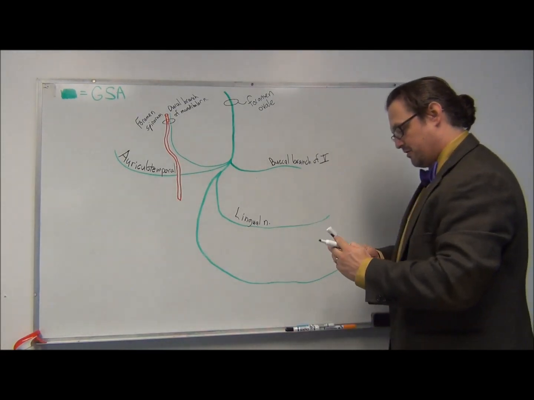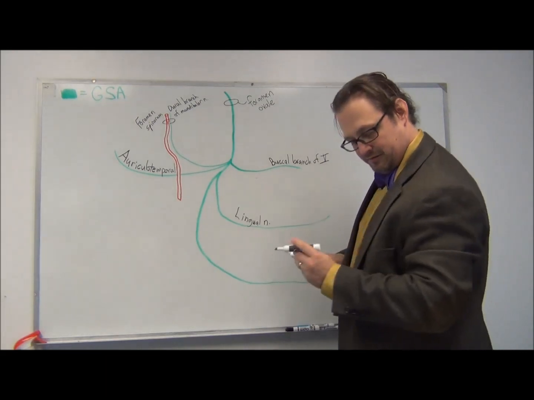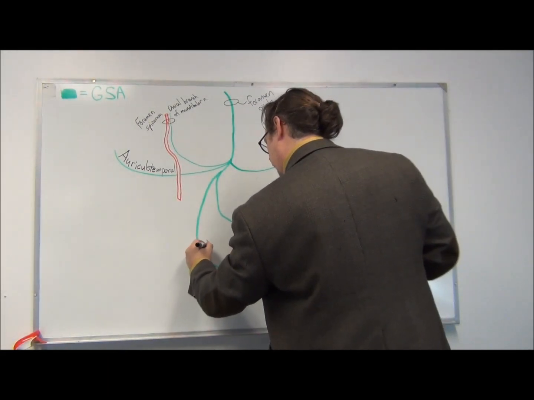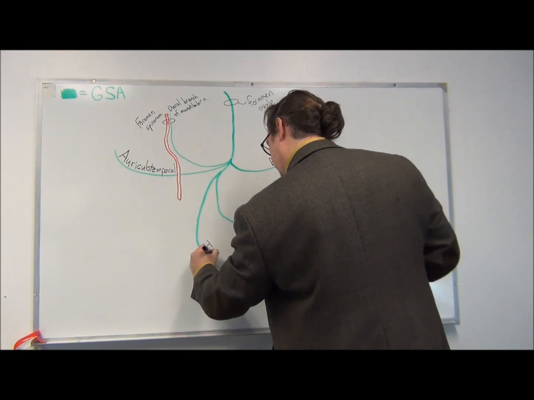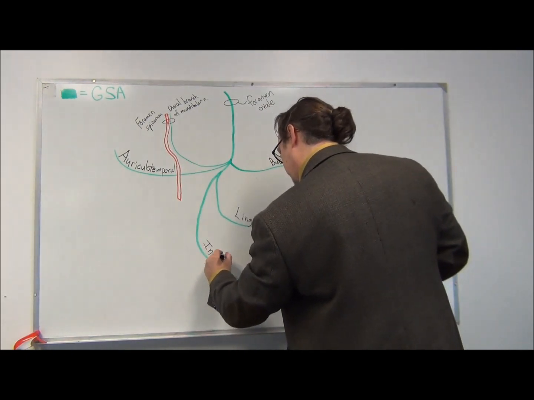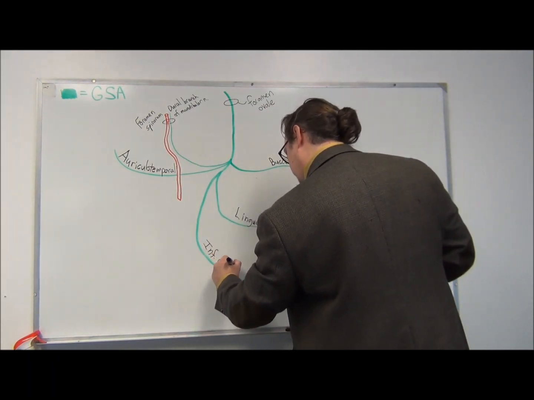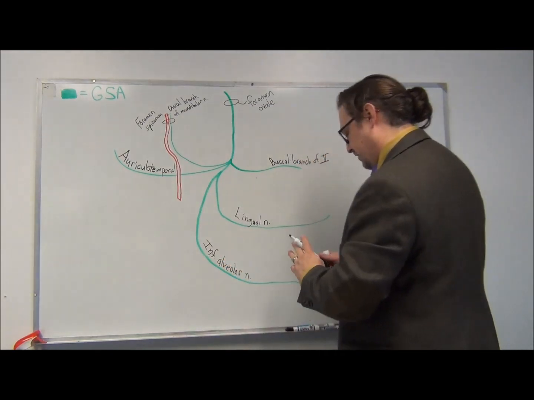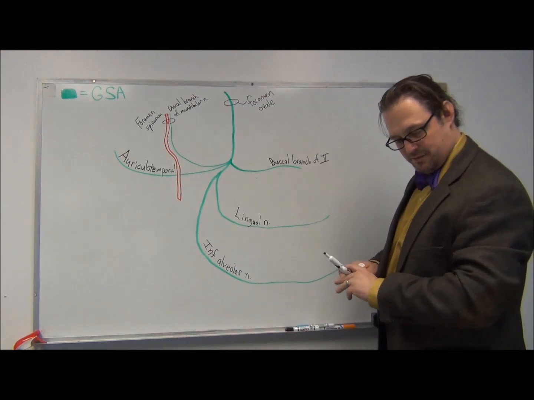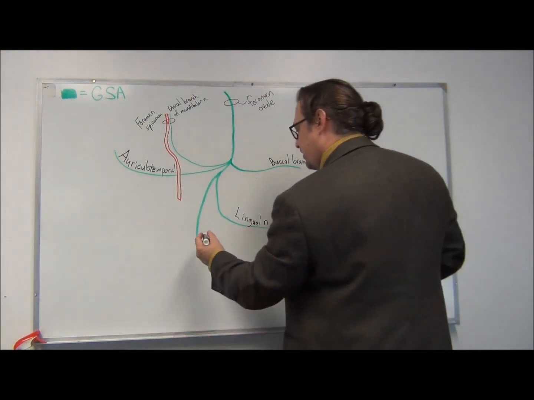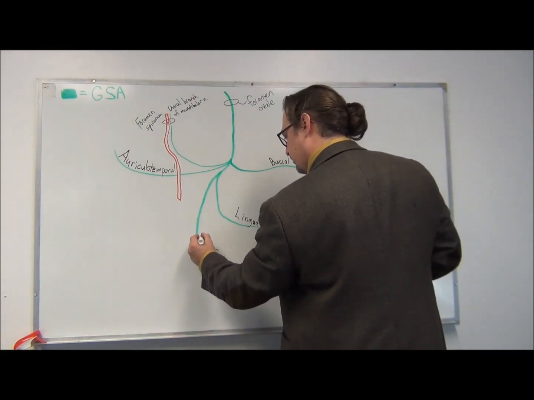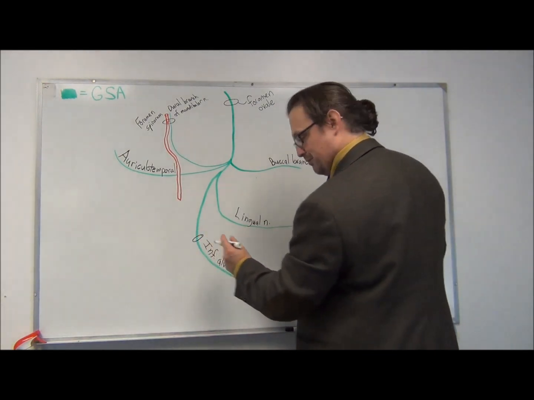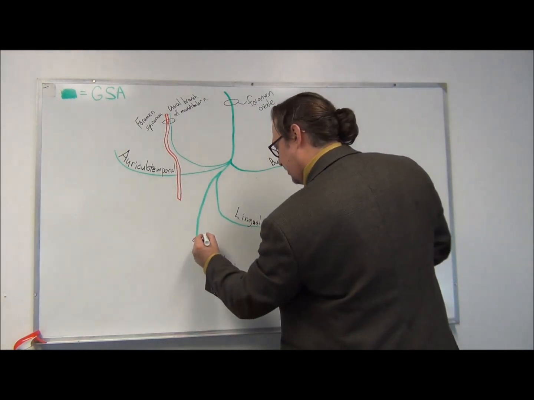Now, the inferior alveolar nerve, like its name suggests, supplies the teeth, and these are the teeth of the mandible, the lower arcade. To get there, it actually goes through a small hole in the medial aspect of the mandible, and this is the mandibular foramen.